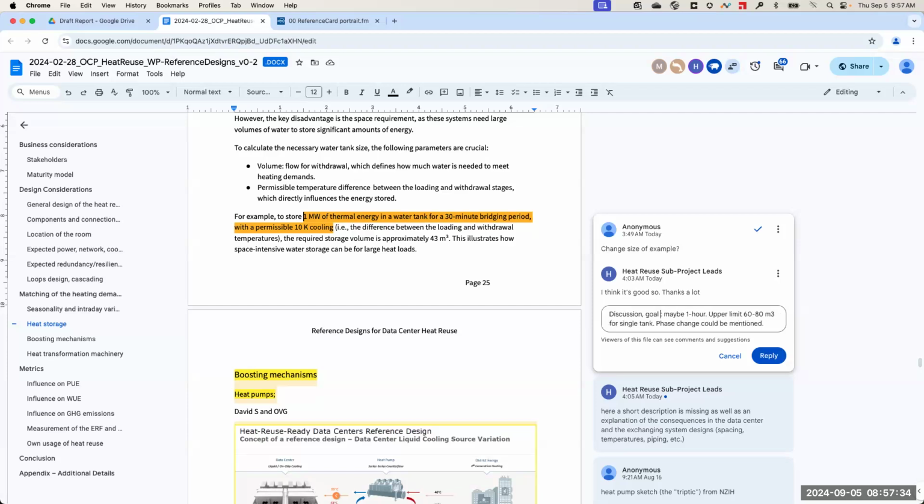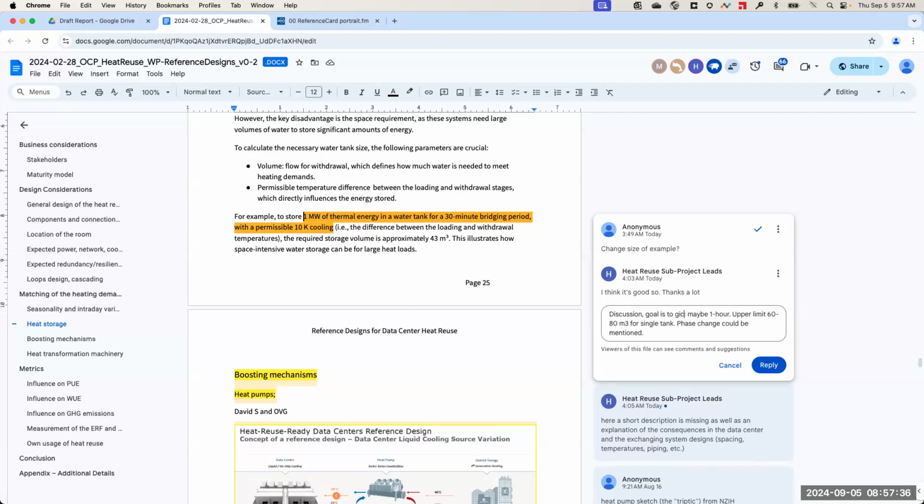So I think it's good to be aware that 1 megawatt hour of thermal energy, I mean, we have here 0.5 megawatt hours, so 1 megawatt hour of thermal energy needs 86 cubic meters, or 80 something cubic meters. And if you need longer periods, you will need a lot of space, or underground storage or whatever, or phase change, as Steven said.